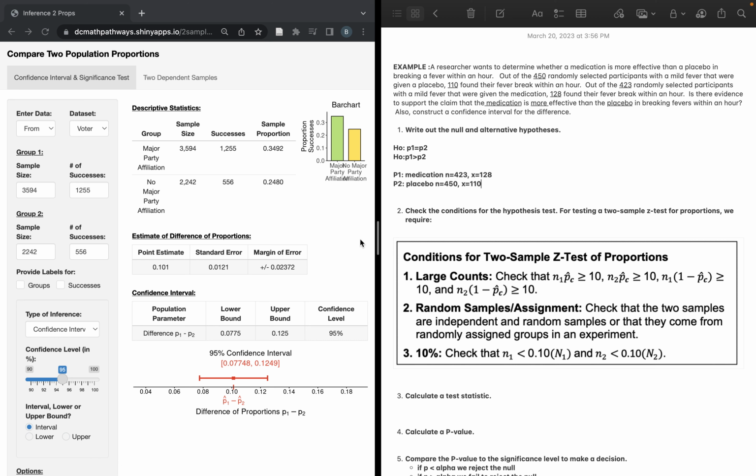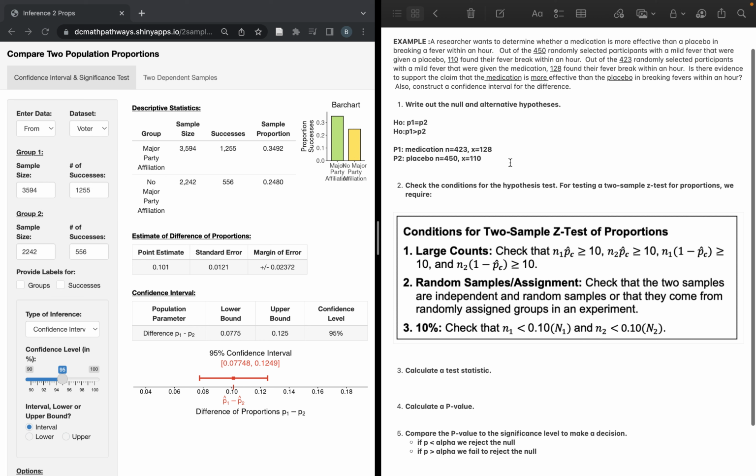All right, so now that we have all our numbers, the next part is to check the conditions. I'm not going to check them, but if you looked, you would do n1 times our probability. So if you think about it, we have about 450, and the chance that this happens is about 1/4. 1/4 times 450 is going to be higher than 10. So we'll be good with those.